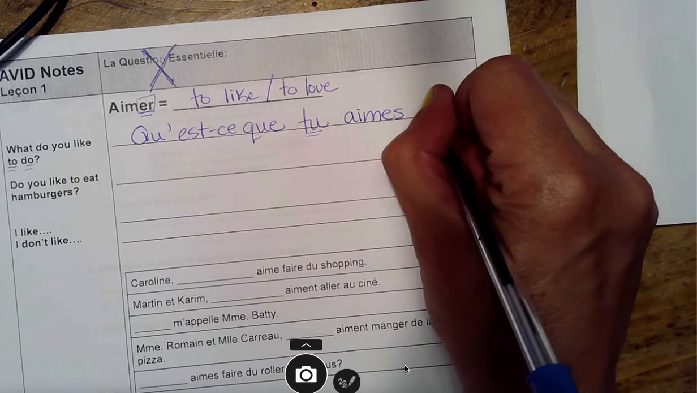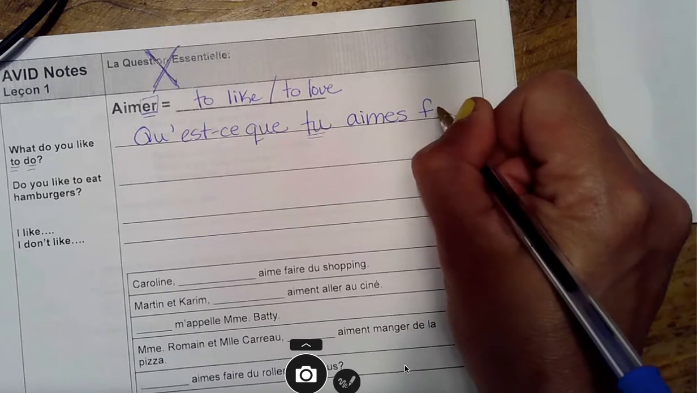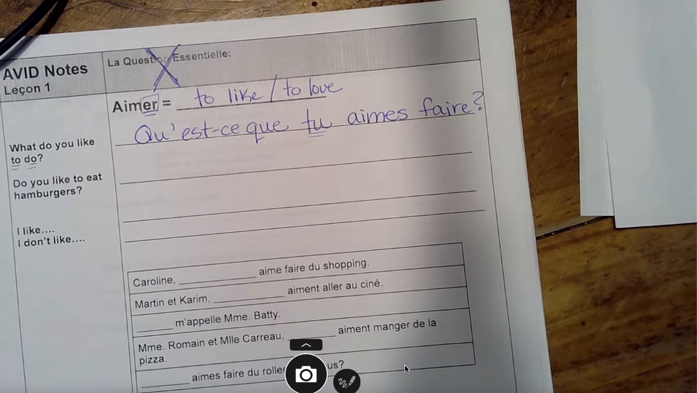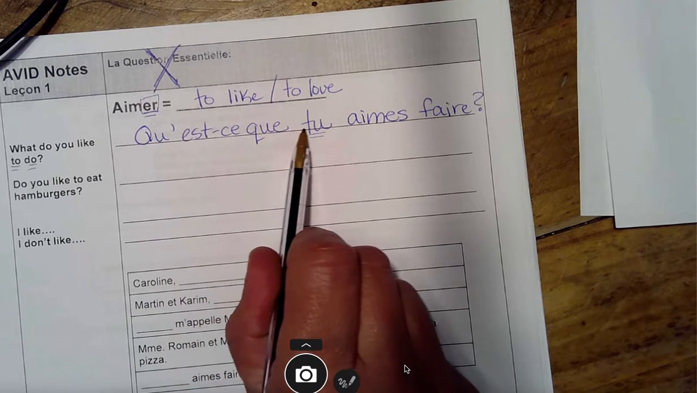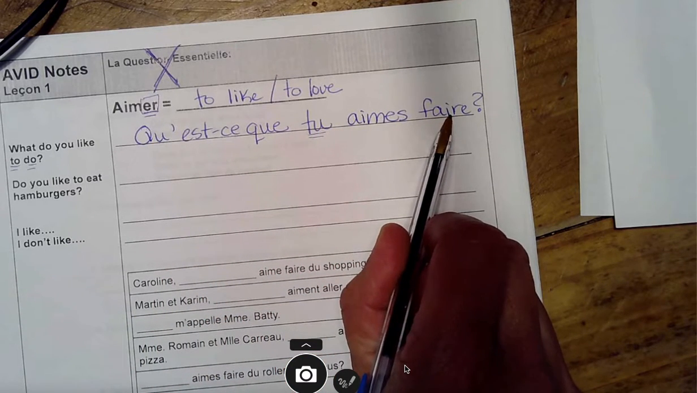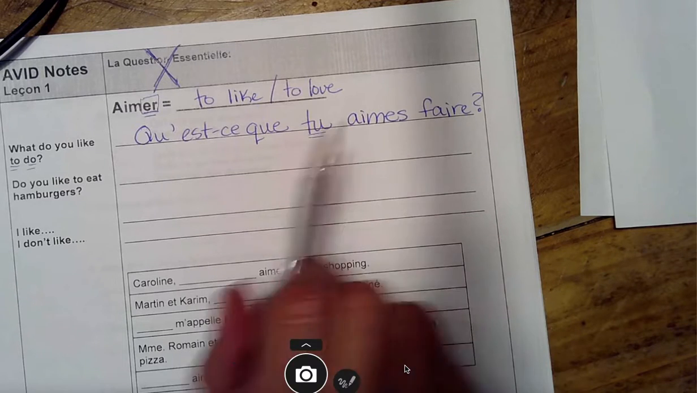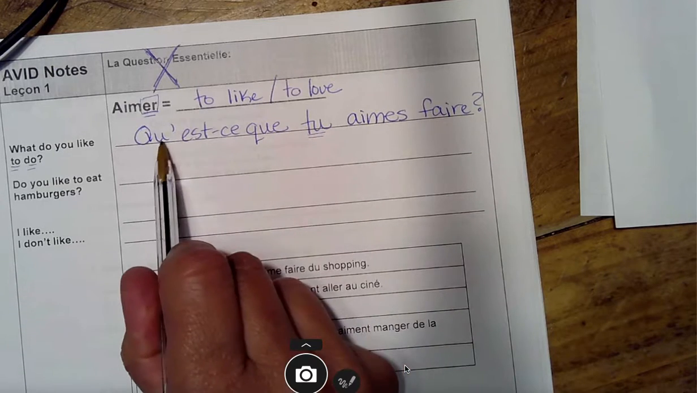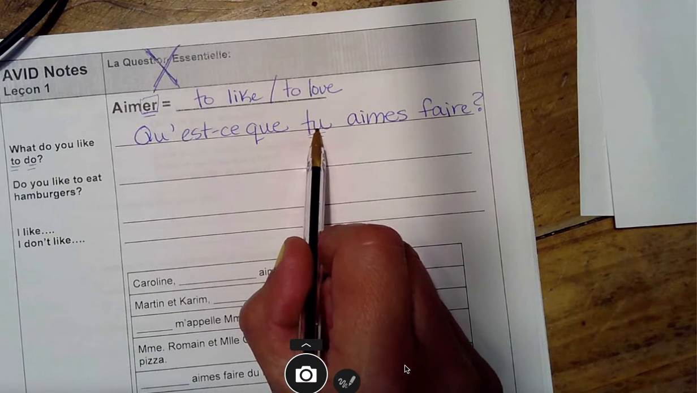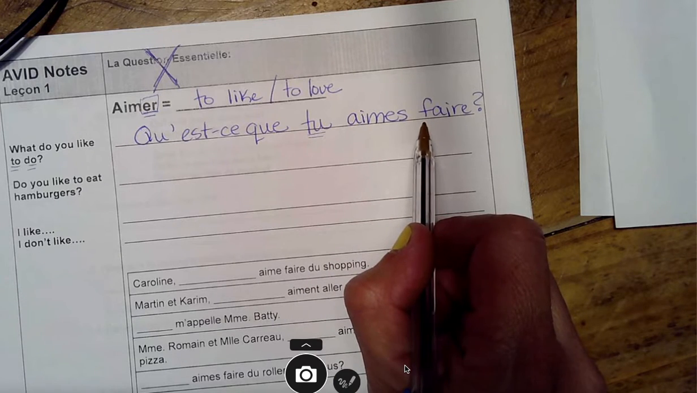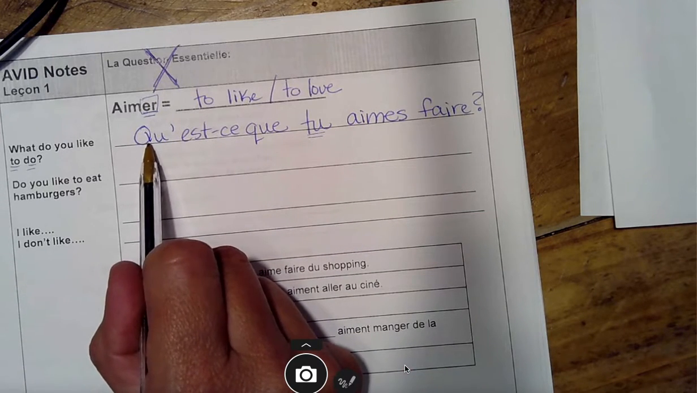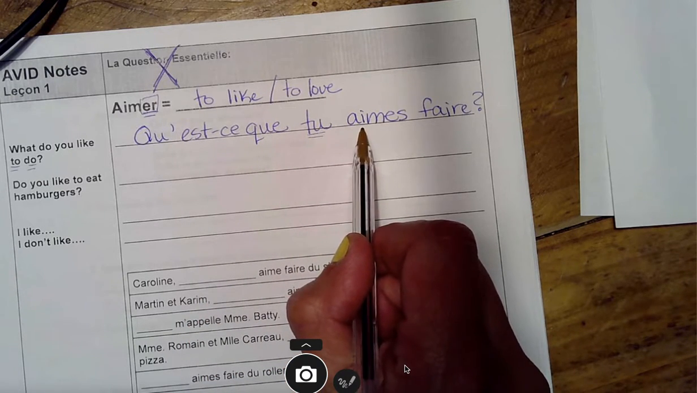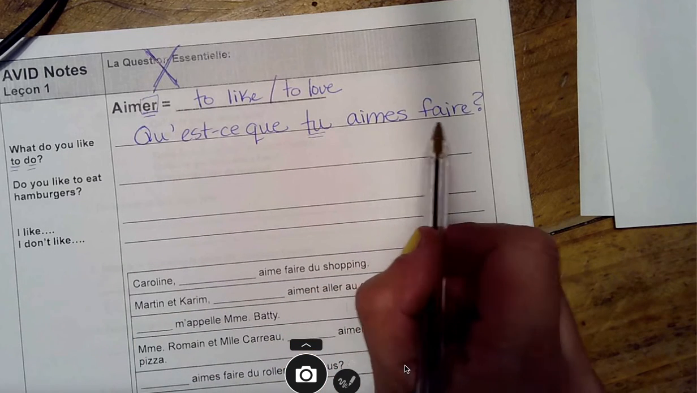And then the verb to do. Do you remember it? Faire. Okay, so this doesn't always happen, but it actually lines up in the same order as English. That rarely happens, but in this case it does. What do you like to do? Qu'est-ce que tu aimes faire? Okay, try it with me. Qu'est-ce que tu aimes faire?